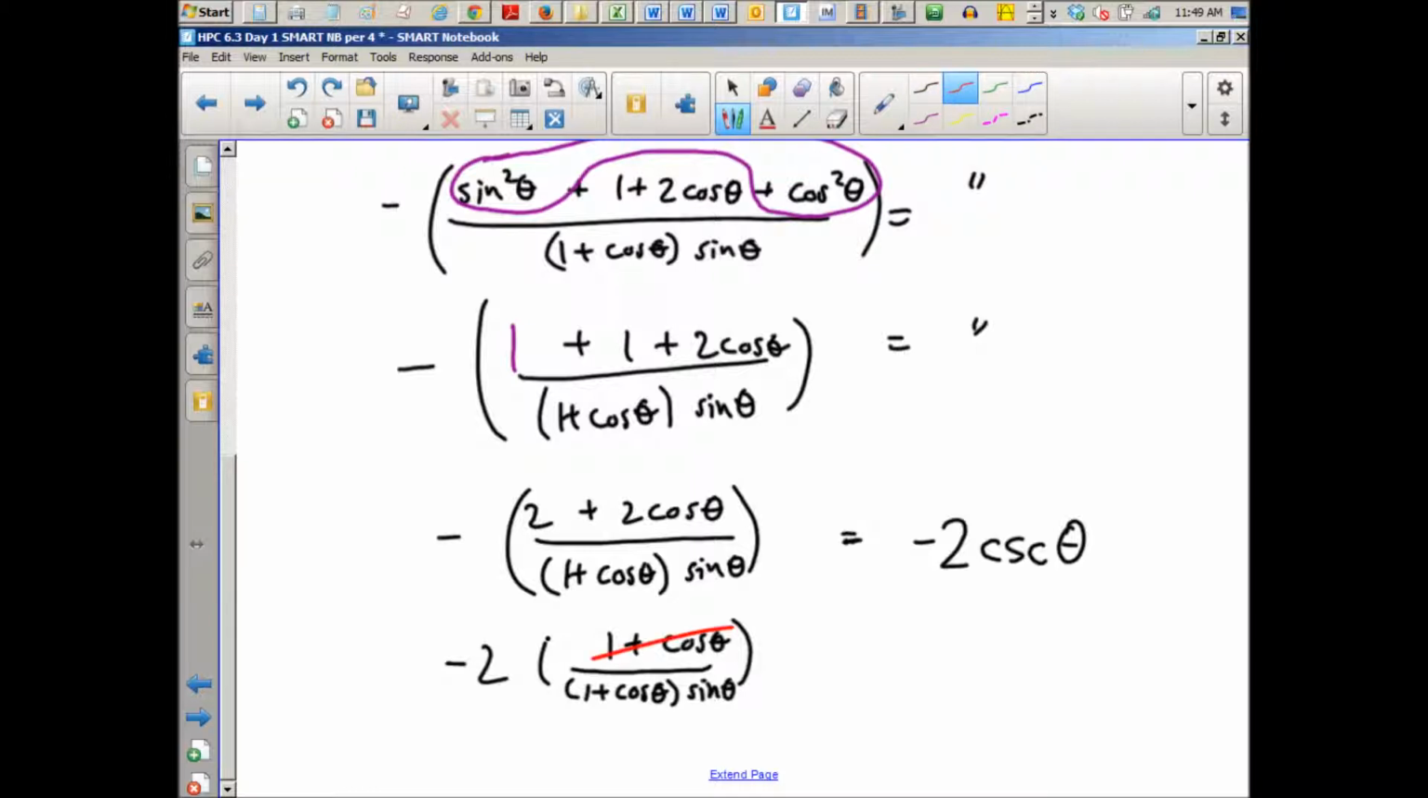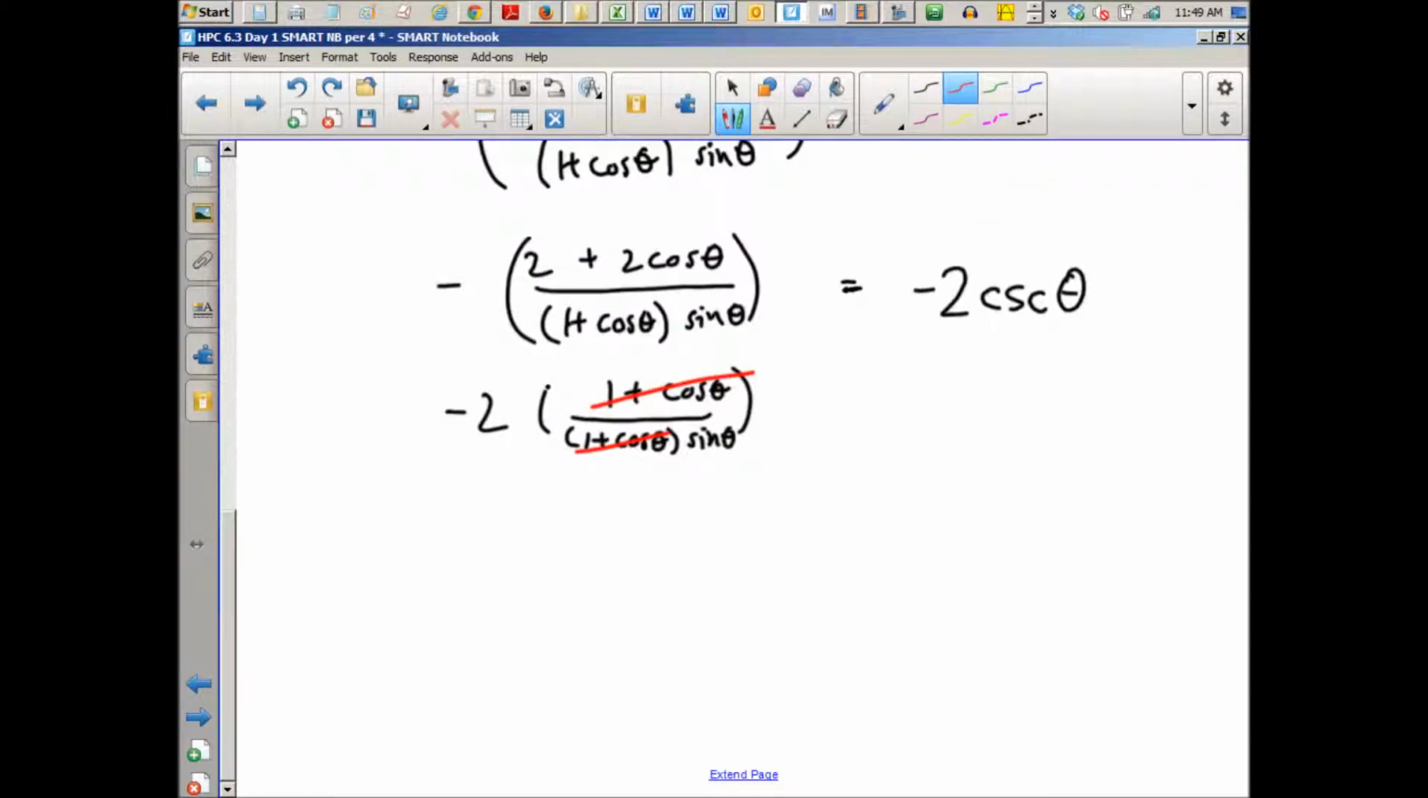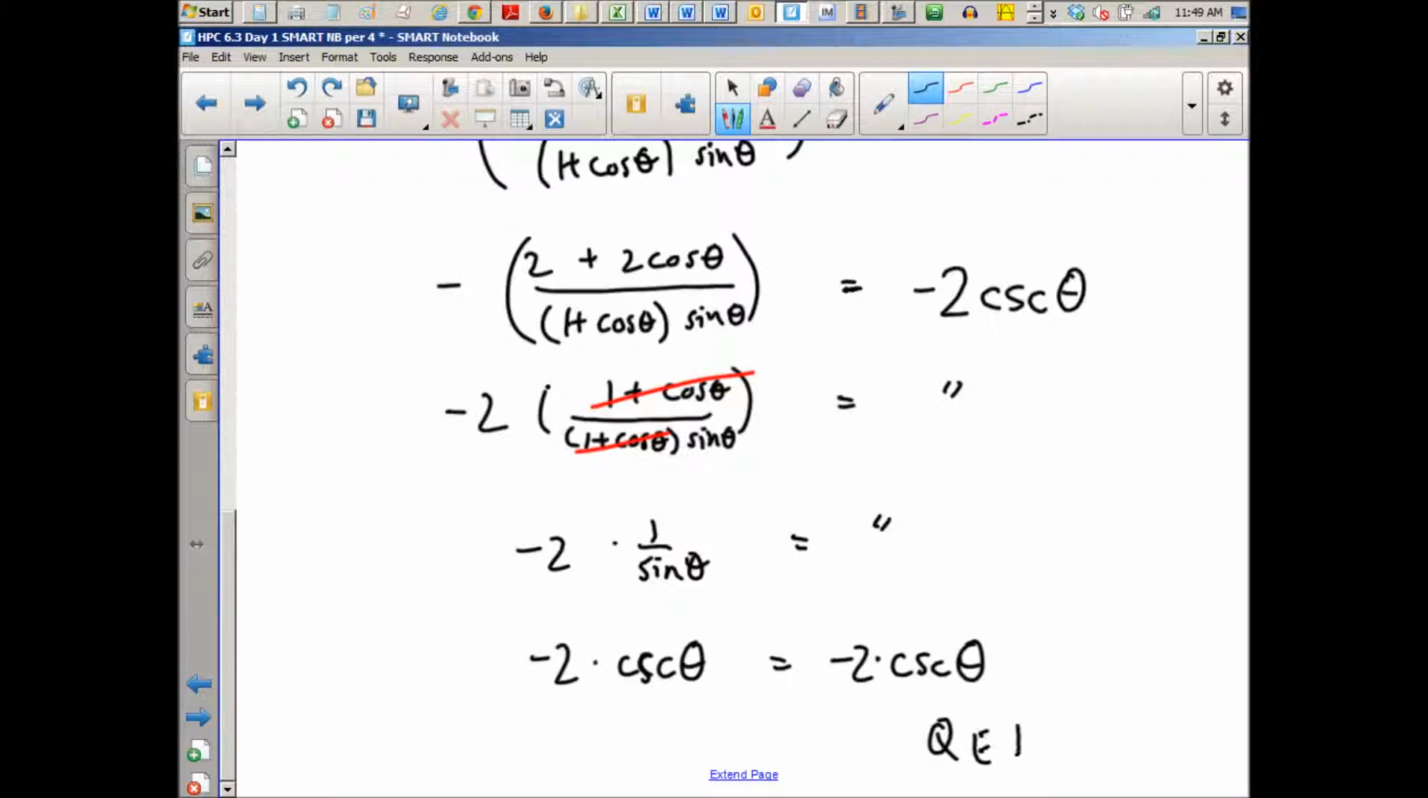Now you can cancel this out. And you're not quite done. I need you to finish the proof by writing negative 2 times 1 over sine. And then I need you to write negative 2 times cosecant theta. And then you can write QED, which had to be shown, or which was to be proven.